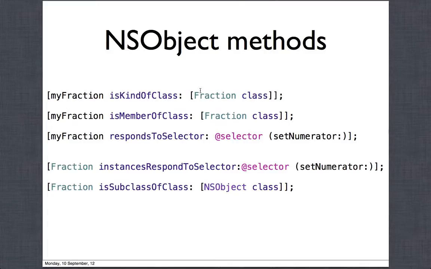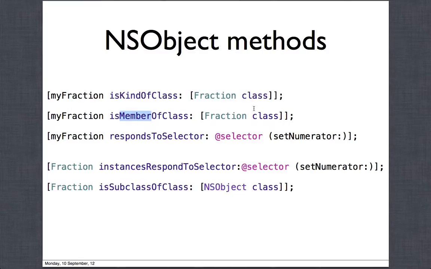The first one here is isKindOfClass. That means, I'm saying this is my object, isKindOfClass, and then say class Fraction or any class. You just pass a class and it will check and say true or false. Now, this kind is different from member because kind will check if it's a kind of a class or any of the classes that inherit from this class. And isMemberOfClass will check only the class, only the class you're passing.